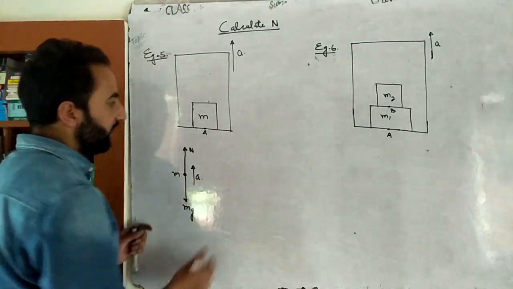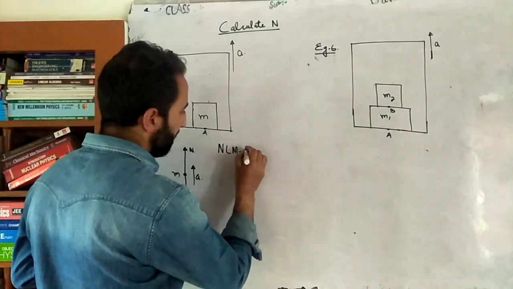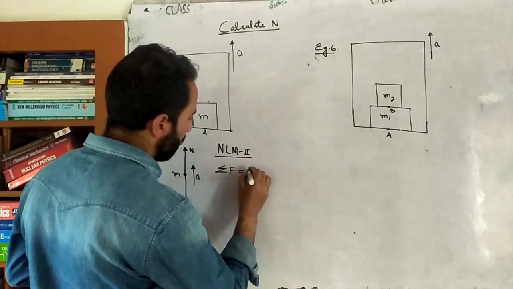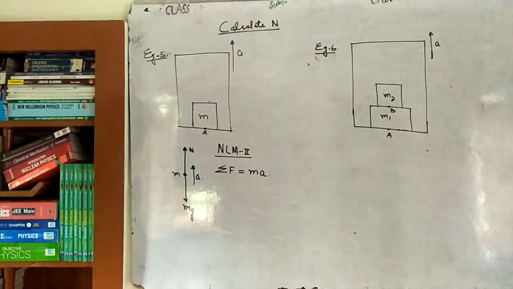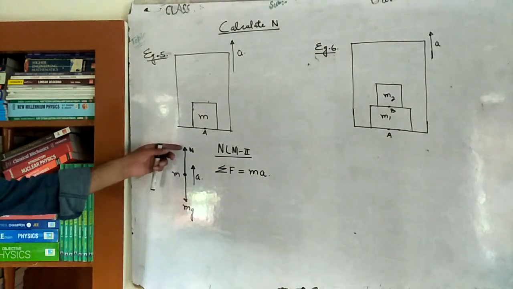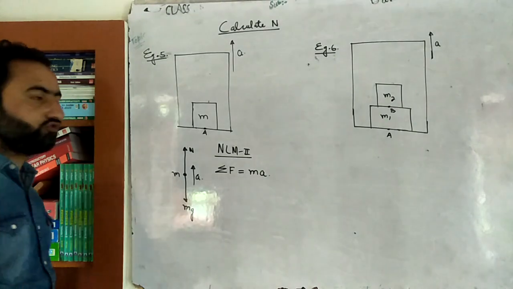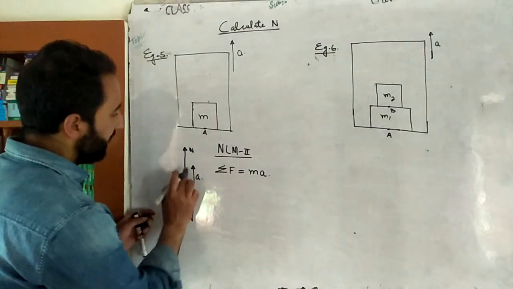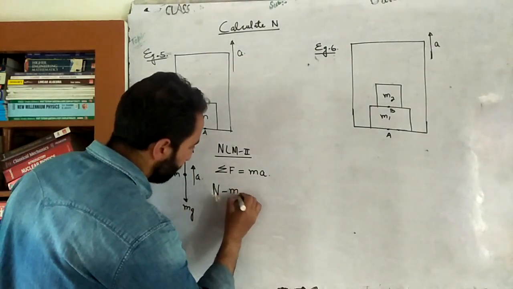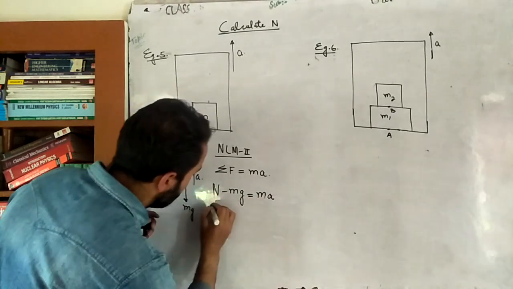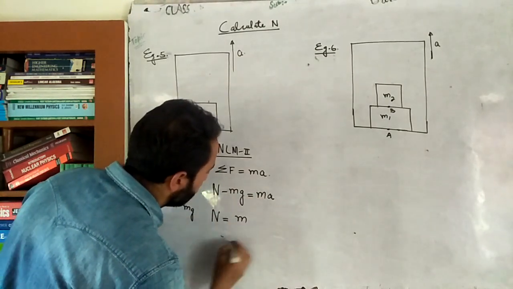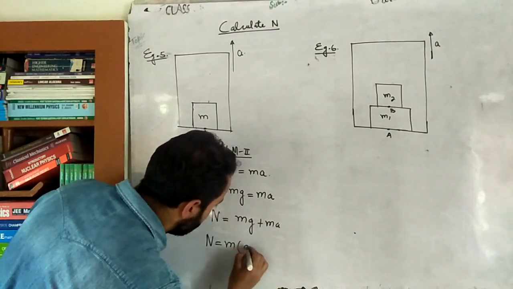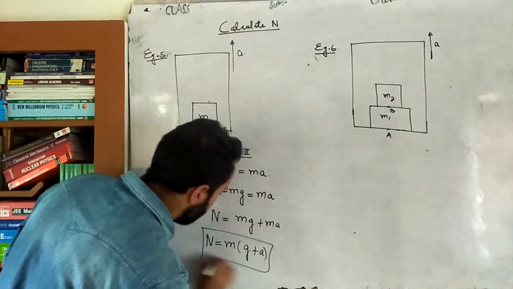So simply I will use Newton's second law of motion. And what's Newton's second law of motion? It's like this: the summation of all the forces is equal to mass multiplied by acceleration, m multiplied by a. Now how many forces are there? One is the normal reaction, another is the weight. Take those forces positive which are in the direction of acceleration, and those forces negative which are opposite to the direction of acceleration. That means N minus mg is equal to m multiplied by a. That means N is equal to mg plus ma, or I can write it like this: N is equal to m into (g plus a). Okay? So this is the normal reaction.